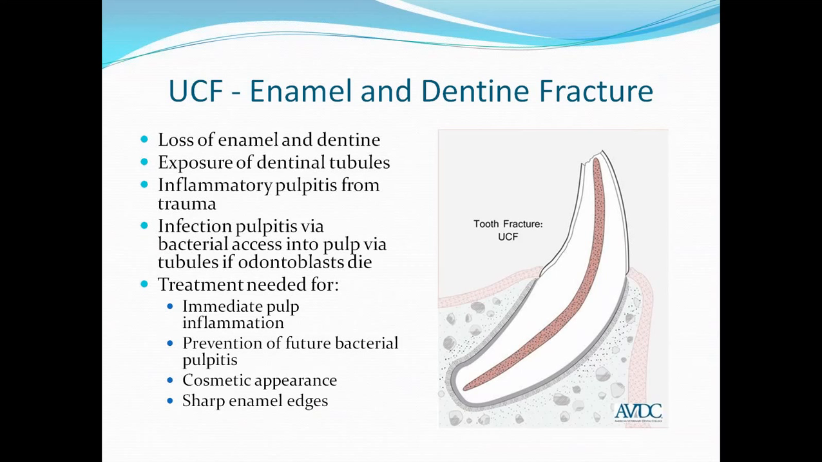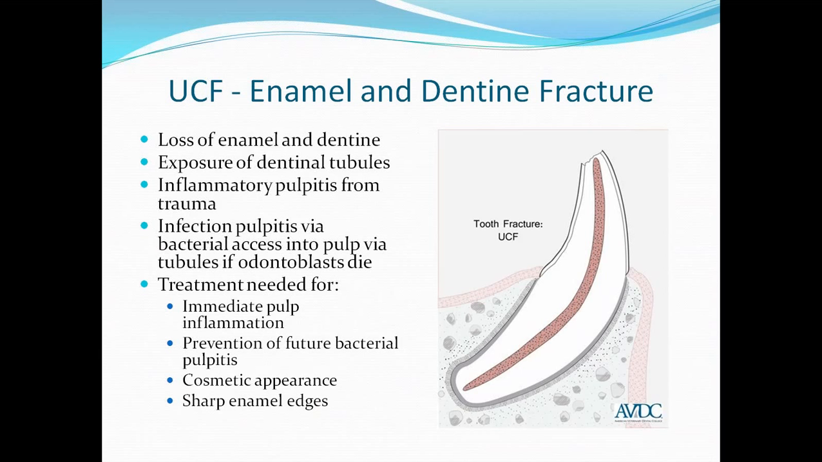The next degree of damage to a tooth could be both the dentine and the enamel is fractured rather than just the enamel. If the dentine is fractured as well and you lose dentine, then you're going to get exposure of the dentinal tubules, which by definition means that you're going to have access to the internal cavity or the pulp canal of the tooth. So you're going to get inflammation from the trauma of the tooth, and you're also possibly going to get infection.